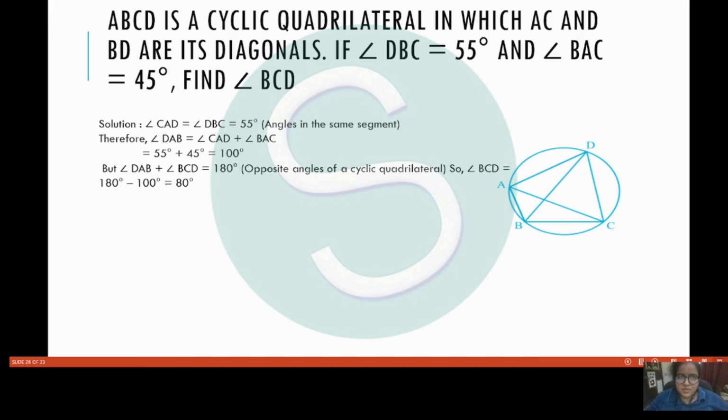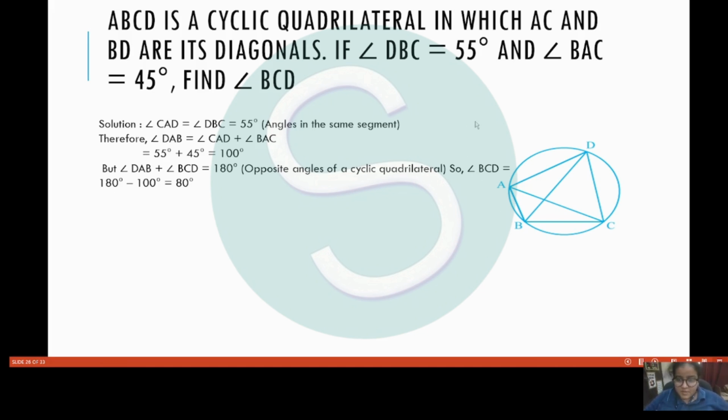Now we will move to the next question. ABCD is a cyclic quadrilateral in which AC and BD are its diagonals, and if angle DBC equals 55 degrees and angle BAC equals 45 degrees, we have to find angle BCD.